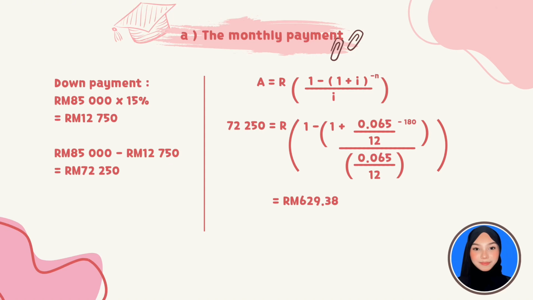The interest rate is 6.5% compounded monthly, so the monthly interest rate is 0.065 divided by 12. The number of payments is 180. We use the annuity formula A equals R multiplied by the bracket 1 minus (1 plus i) to the power of negative n, all over i. We substitute the values. A is 72,250, i is 0.065 over 12, and n is 180. After calculating, the monthly payment is 629 ringgit and 38 cents.